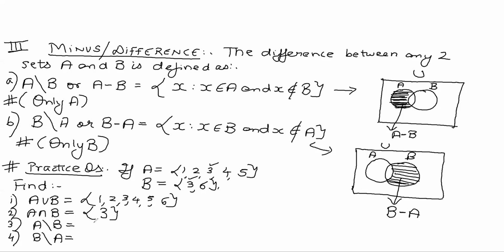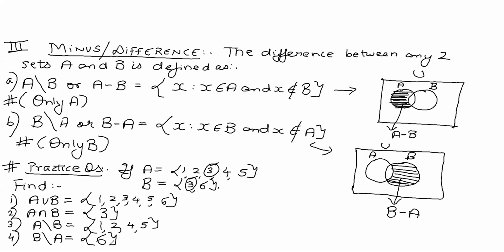A but not B means from A remove the elements of B. That means I will remove 3. So what am I left with? 1, 2, 4 and 5. B but not A. From B remove the elements of A. So I will remove 3 from B, so I only get 6. So I hope all students have understood this and have no doubts.